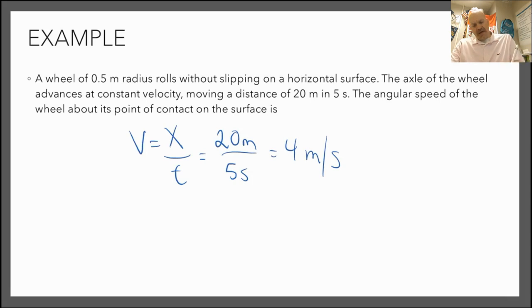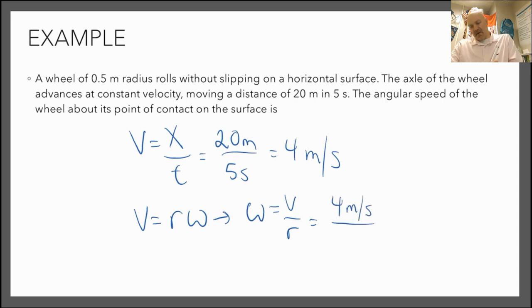Okay, and then we simply plug it into our v equals r omega equation, but we solve this for omega. So we do v, which is 4 meters per second, divided by r, which is 0.5 meters, and you end up with an angular velocity of 8 radians per second.